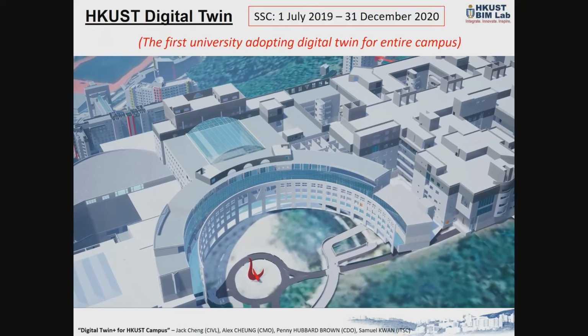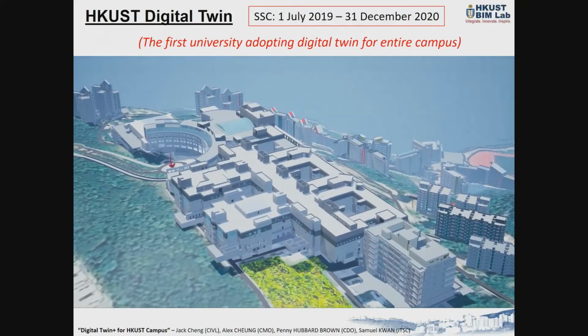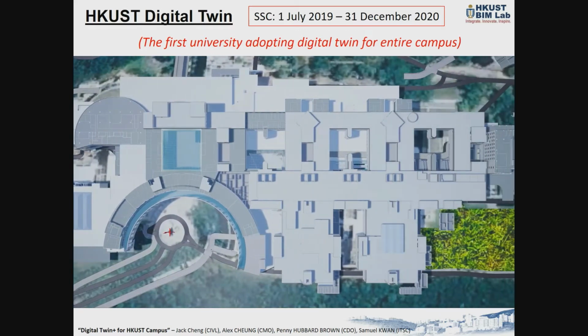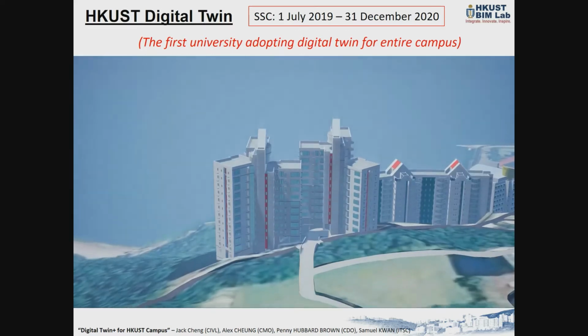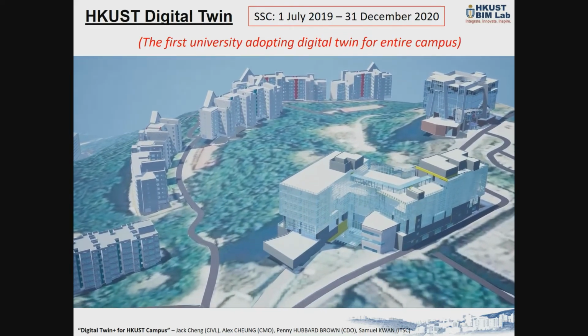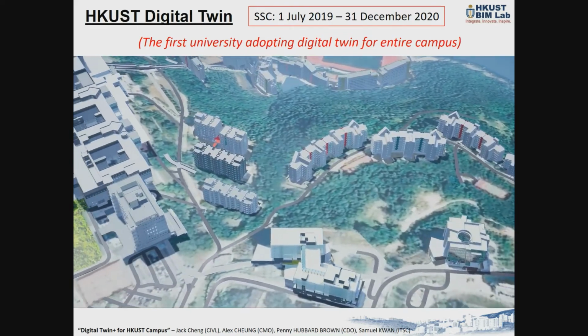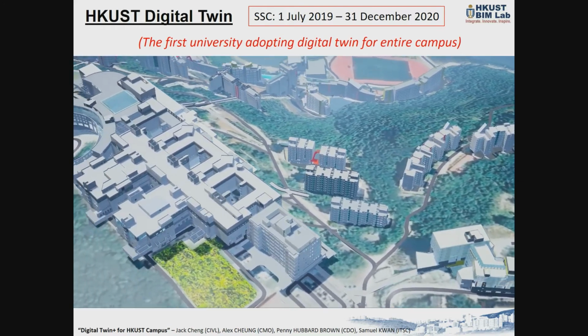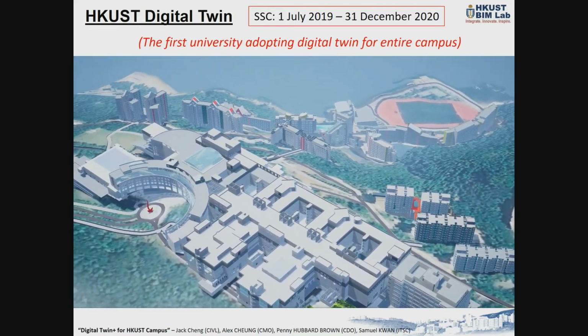Thanks to SSC, in 2019, we started to build a 3D digital twin for Hong Kong UST campus. Digital twin is a digital replica of a physical asset, process, people, or system to capture its geometry as well as its behaviors. Digital twin allows us to visualize the campus, locate components, monitor conditions, and conduct simulations.